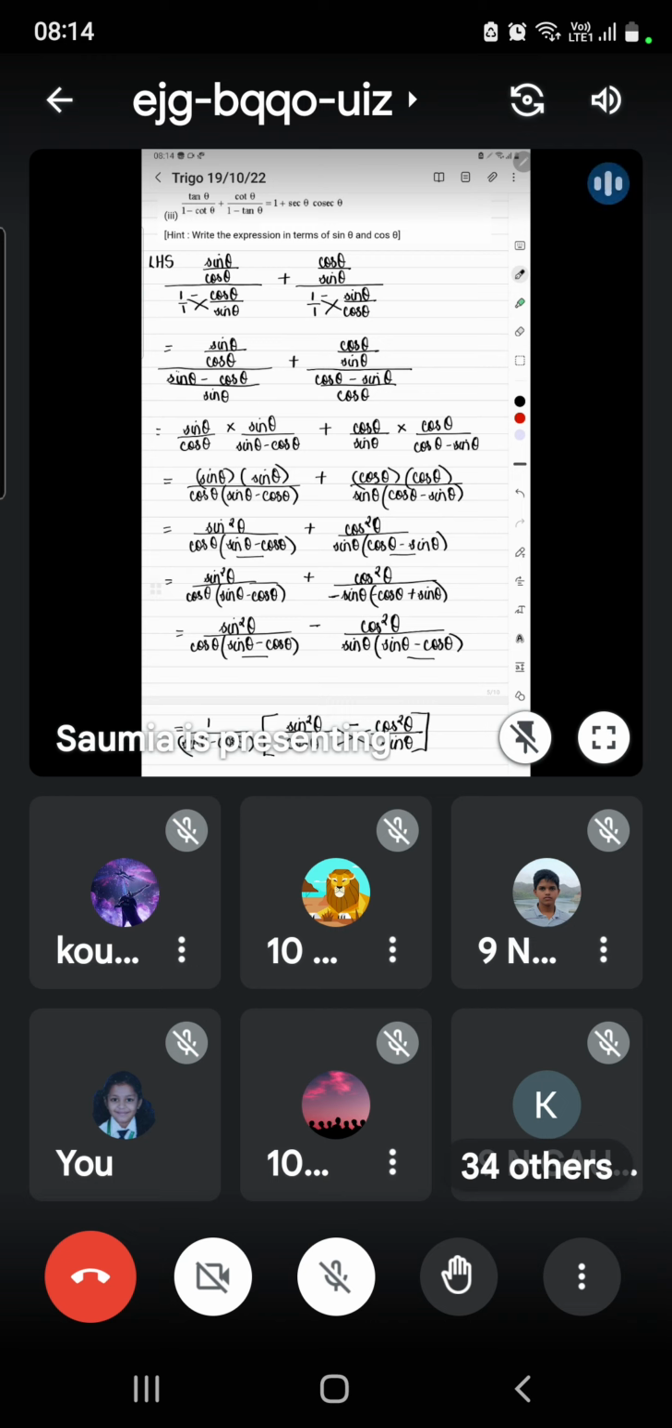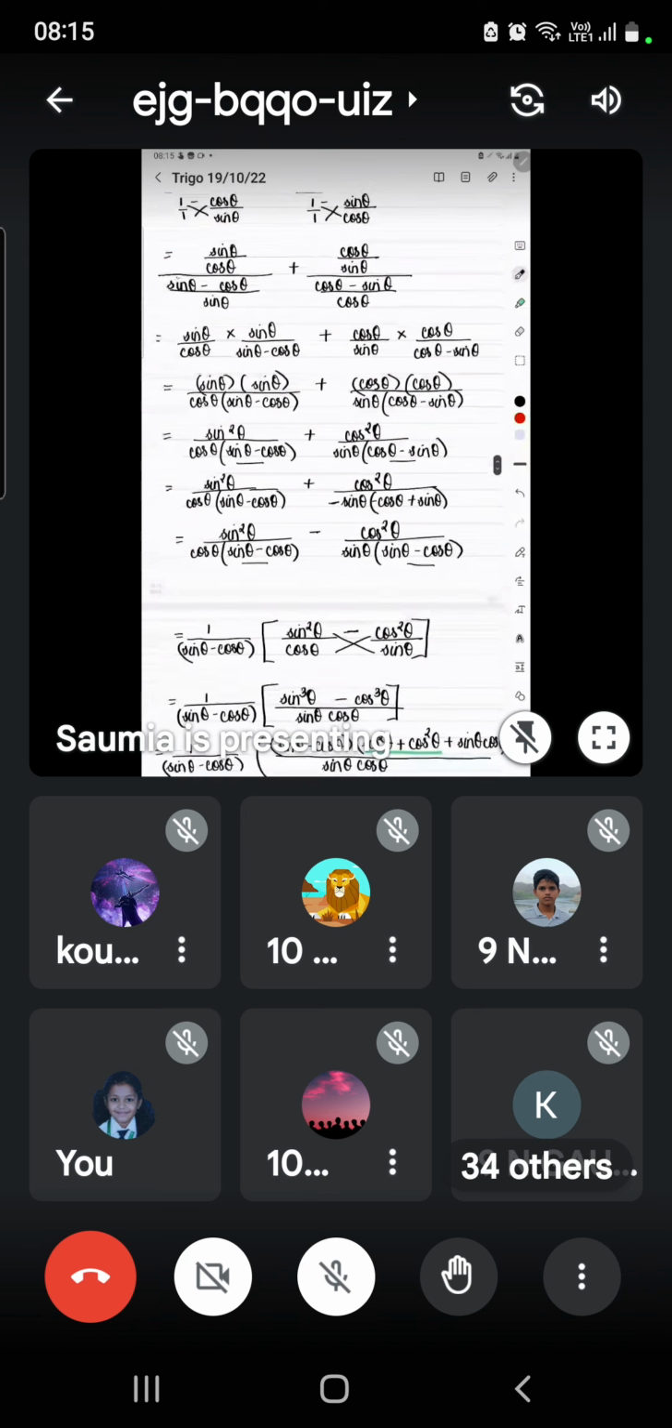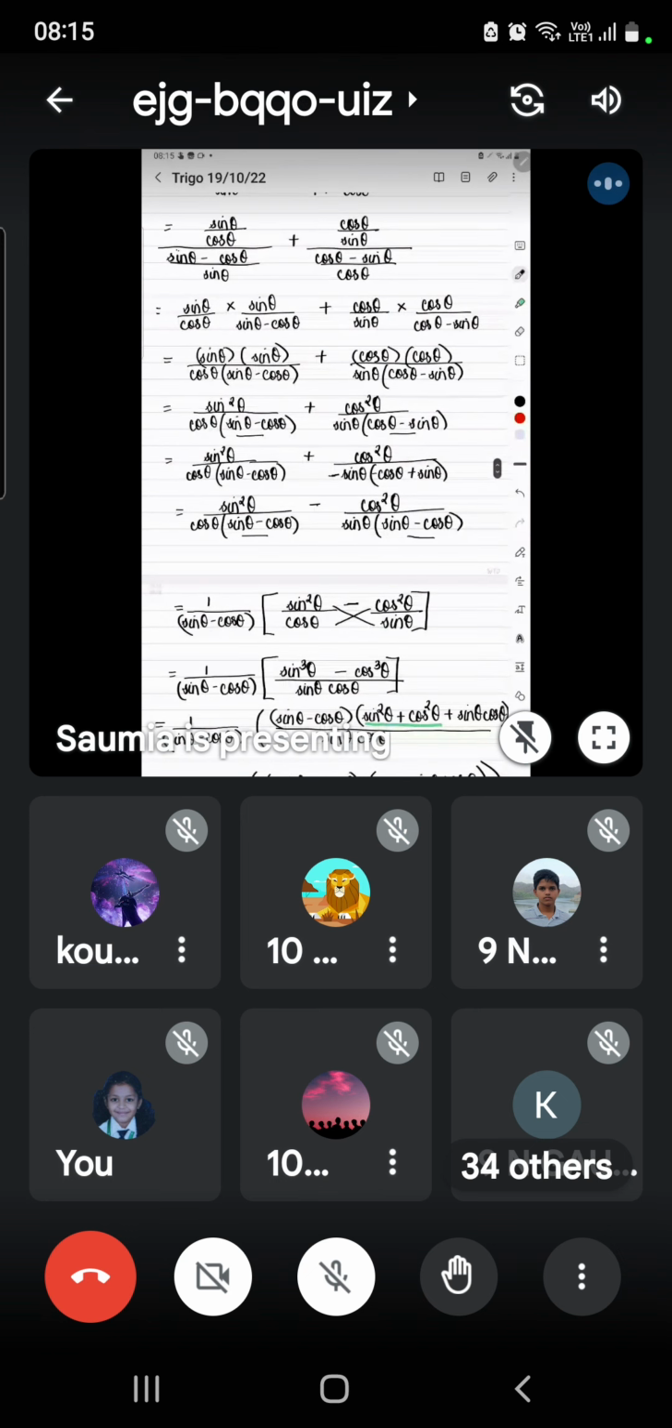Revise all identities that you have learned the previous year and the fractions. How to add fractions, how to multiply fractions, how to subtract fractions, how to divide fractions, and the identities. All these you should know very well before you start this chapter. Okay. Go step by step and ask if you don't understand any step.